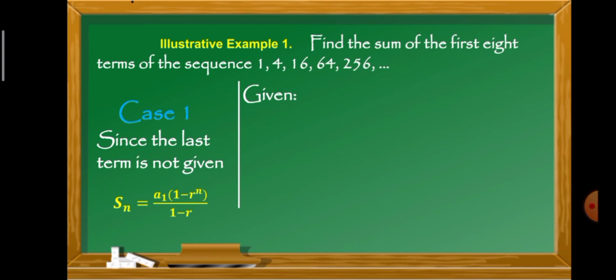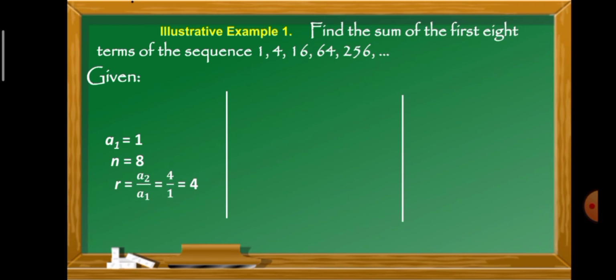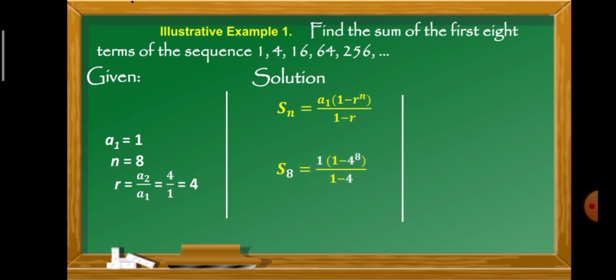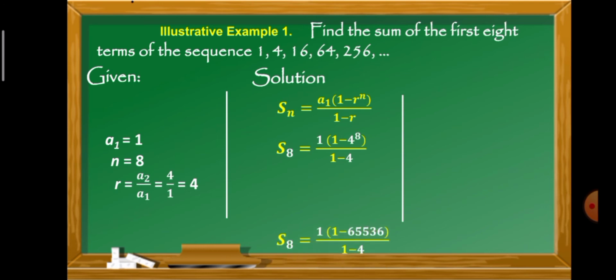Okay, ano nga ba ang mga given? So we have a sub 1 is equal to 1, n is equal to 8. Then the common ratio, second term divided by the first term. So 4 divided by 1 is equal to 4. Okay, so ayan yung mga given natin. Then, solution. So, copy the formula and substitute all the given values. So, S sub 8 equals 1, first term, times 1 minus 4 raised to 8 all over 1 minus 4. So, what is 4 raised to 8? So, unahin natin yan. Then, 4 raised to 8 is 65,536.